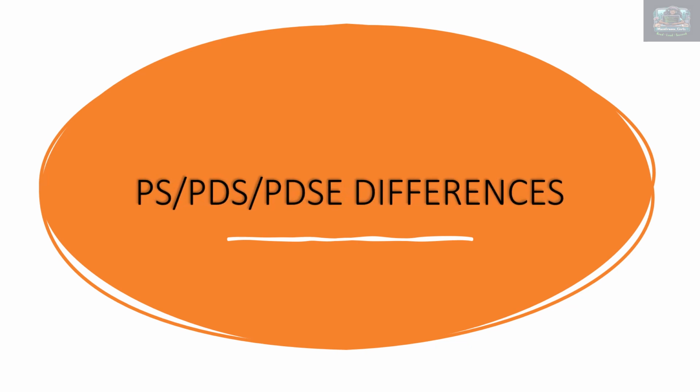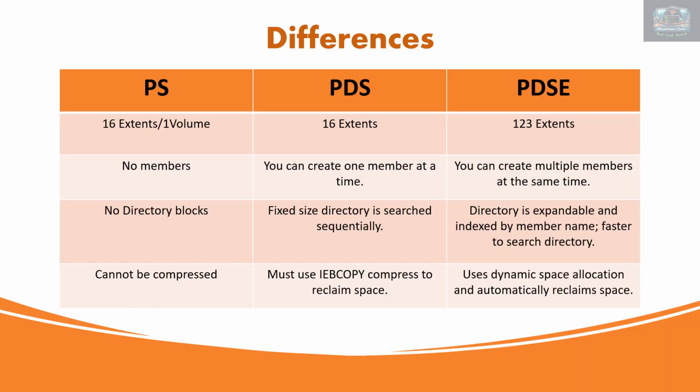Till now you have seen how to create a PS file, PDS file, and what are the types of non-VSAM files and everything. But today we'll see what are the differences between PS file, PDS file, and PDSE file. Okay, these are some of the differences which I have taken. Normally, the first difference here is extents, like how many extents a file can allocate when you create it.